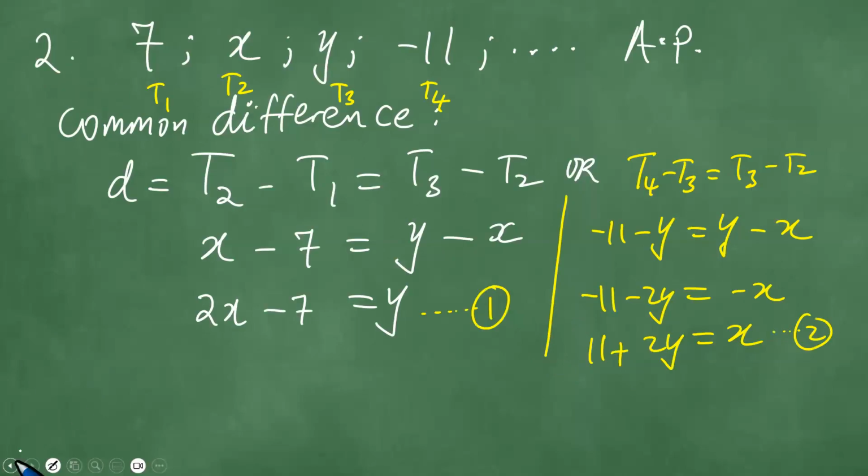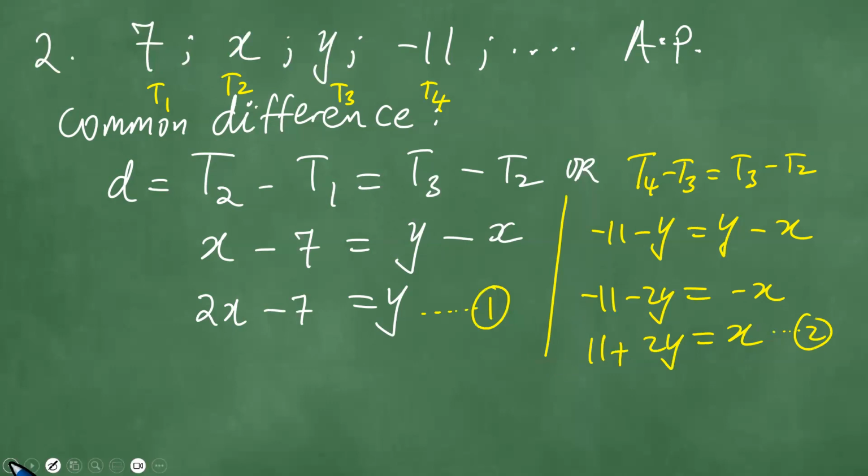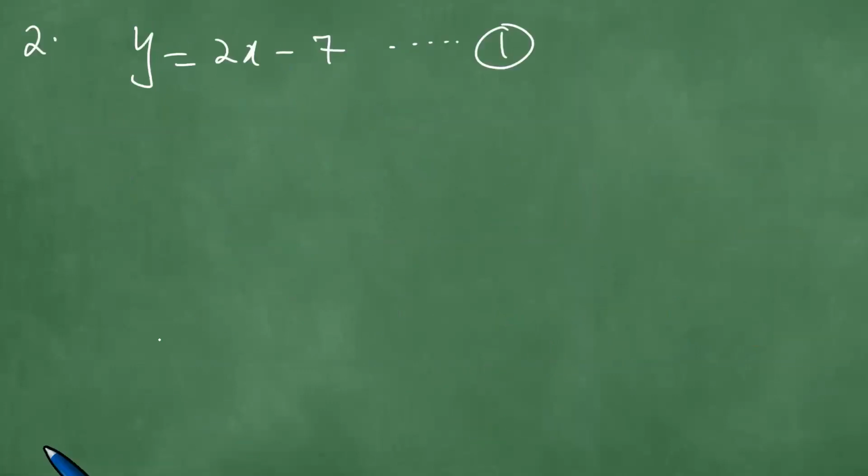We proceed. Let's look at this one. We have y equals 2x minus 7, equation 1. And x equals 11 plus 2y, which is equation 2.